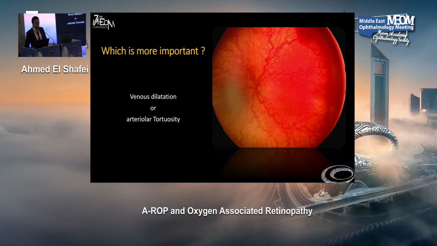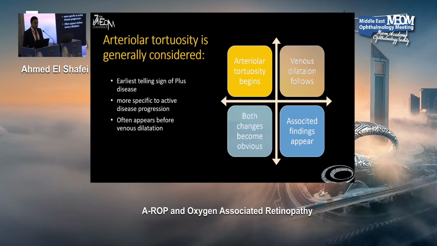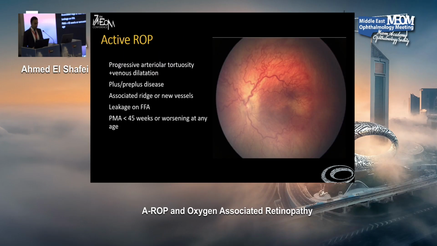Which is more important, the venous dilatation or the arteriolar tortuosity? The arterial tortuosity usually starts first. It's the early sign of the plus disease, more specific to active disease, and often appears before the venous dilatation. So arterial tortuosity starts, then venous dilatation follows. The presence of active or not active disease is important, and these are the hints of activity: progressive arterial tortuosity, pre-plus or plus, associated ridge leakage, and a postmenstrual age usually less than 45 weeks.